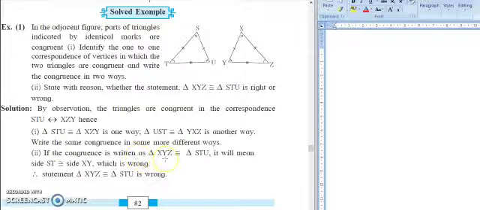If the congruence is written as triangle XYZ, now the second question we have to solve. This is X, Y, Z. If it is congruent to this STU, X, Y, Z is there, so X will correspond to S, then Y will correspond to which one? T, because the second alphabet is Y in this and the second alphabet is T in this, so Y will correspond to T. But this T angle and this Y angle are not having identical marks, so they are not identical, they are not congruent to each other.